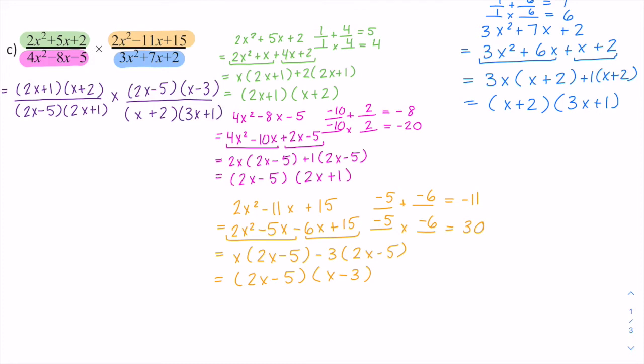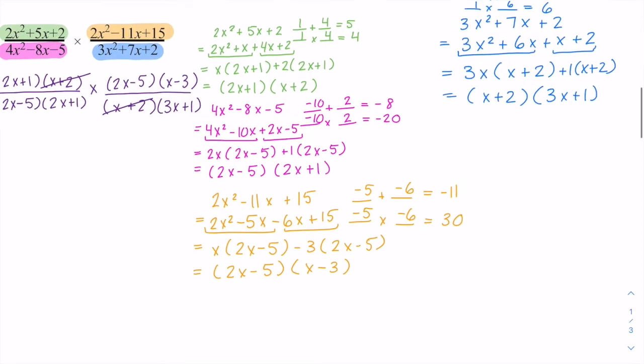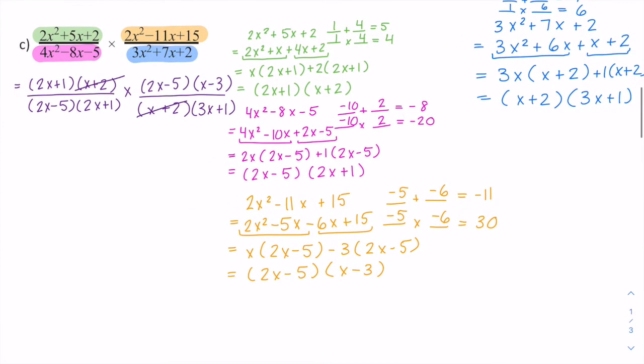Okay, so we can multiply right now, or you can start canceling, whatever's more comfortable for you. So let's see, I have an x plus 2 on the top. I have another one here. I have a 2x plus 1 and a 2x plus 1. 2x minus 5, 2x minus 5, and that is it. So we're left with x minus 3 over 3x plus 1.